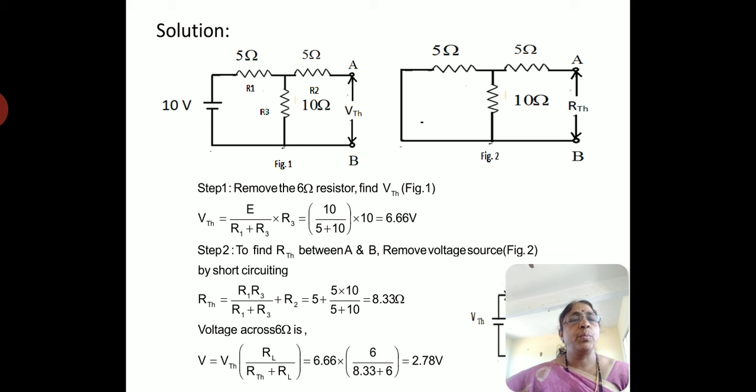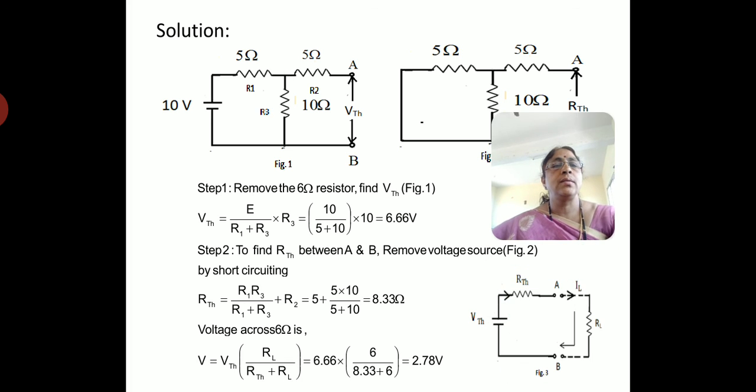Now in step 2, to find RTH, remove the voltage source and connect the terminals to a short, that is, 5 ohm and 10 ohm are connected and shorted at both ends. Now RTH is equal to R1 R3 divided by R1 plus R3, plus R2, and that is equal to 8.33 ohm.